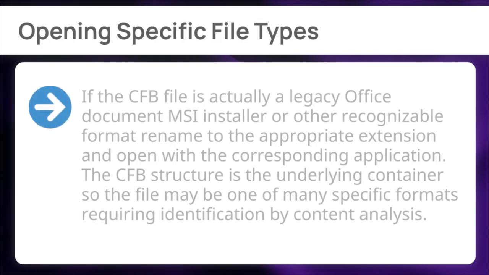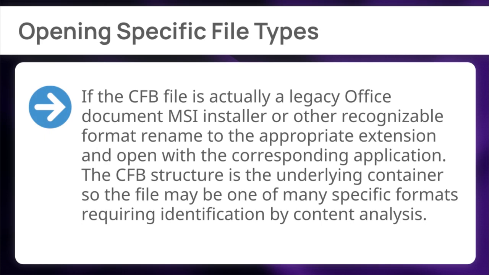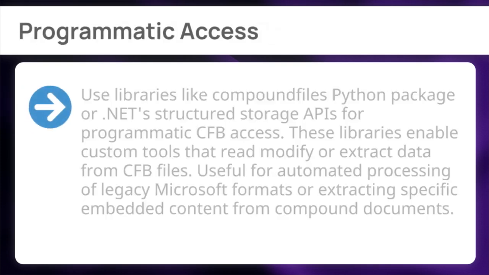Next, opening specific file types. If the CFB file is actually a legacy Office document, MSI installer, or other recognizable format, rename to the appropriate extension and open with the corresponding application. The CFB structure is the underlying container, so the file may be one of many specific formats requiring identification by content analysis.